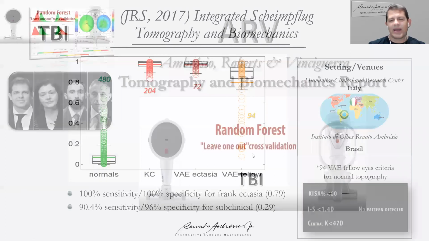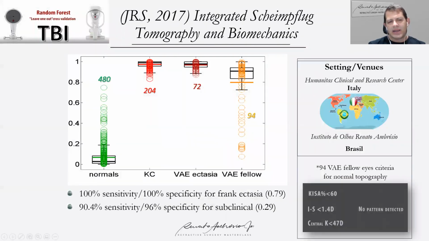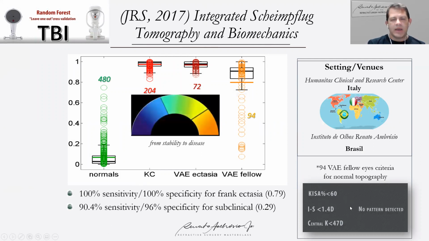And the tomography and biomechanical index can distinguish with 90.4% sensitivity with a cutoff optimization with more than 4% false positives in the original series published in 2017. All those cases were relatively normal on topography based on very strict criteria. Interestingly, this is a representation of epithelial and corneal biomechanical susceptibility. So if we add epithelial thickness data, we can probably improve this algorithm.